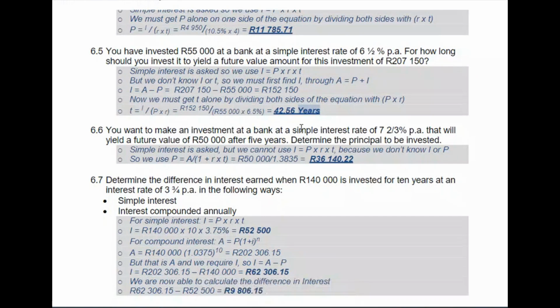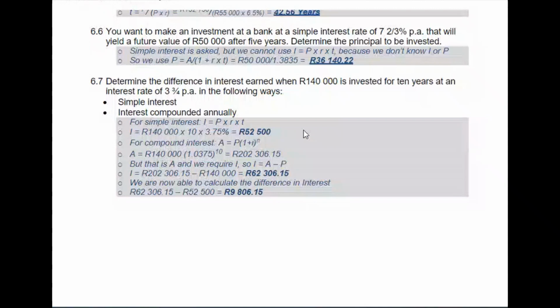Okay, 6.6. If you want to make an investment at a bank at a simple interest rate of 7 2/3% per annum. Now you know by now that 2/3 is 0.6666 repetitive, or you can just write it as 0.67. That will yield a future value of 50,000 after 5 years. Determine the principal to be invested.